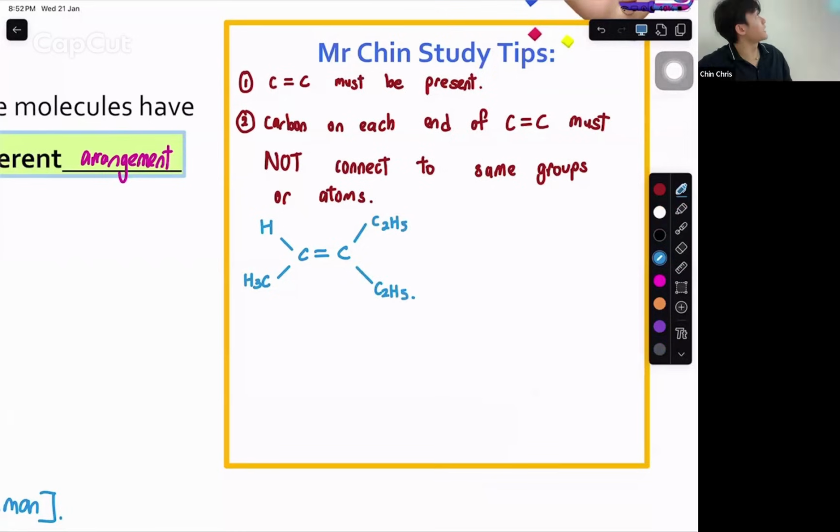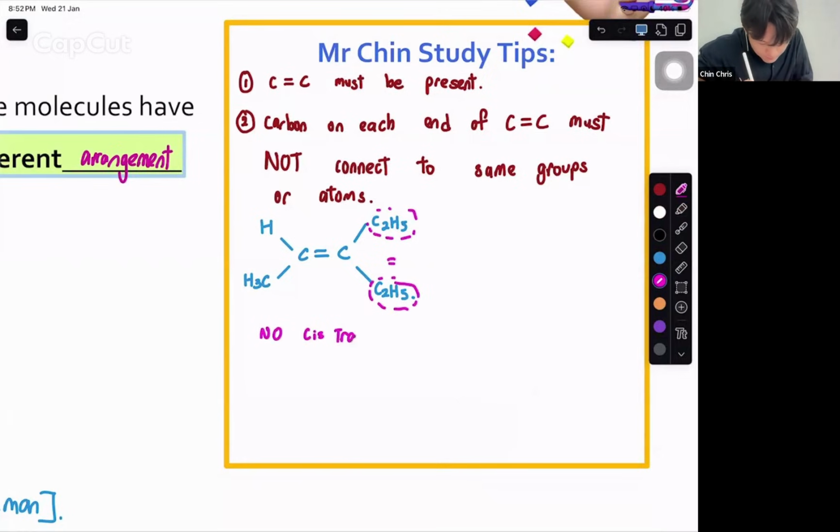Draw this out. Can this show a cis trans? Okay, so if you look at it, guys, these two groups are the same. You can see that. They are the same, right? So no cis trans. Okay, so you see, there's no hand, guys. This one, the reason why, right? There's no hand. Can see that, right?